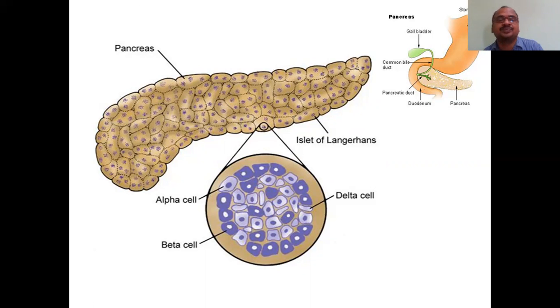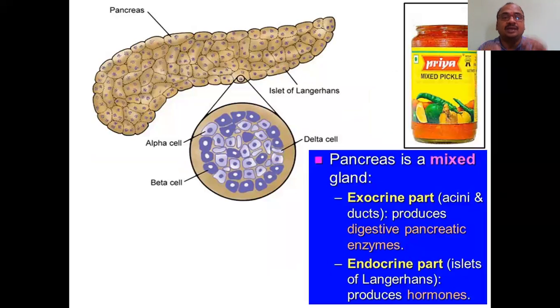Islets of Langerhans, violet color. If you enlarge it, you will get three types of cells. See here, there are three cells. One is the alpha cell. See the structure, the nucleus is there. Beta cells, again the mathematics scheme, alpha, beta. See, this is a delta cell. The delta cell doesn't have a nucleus. See here, there is no nucleus, whereas the beta cell has a nucleus, and the alpha cell also has a nucleus. These three cells are collectively called the islets of Langerhans. Very important.